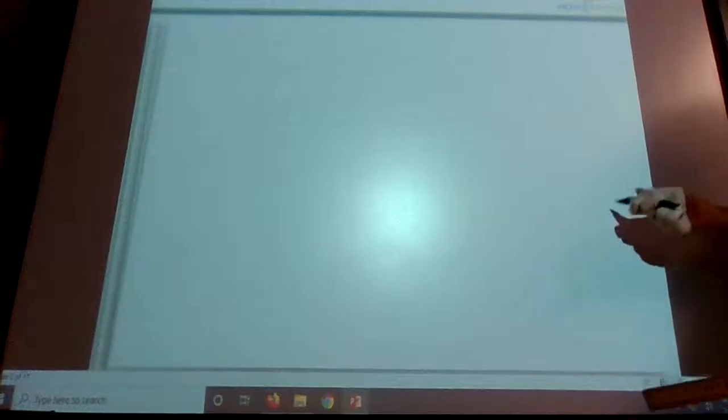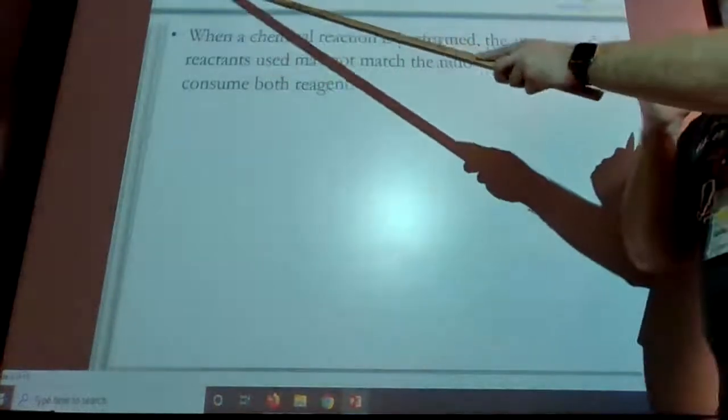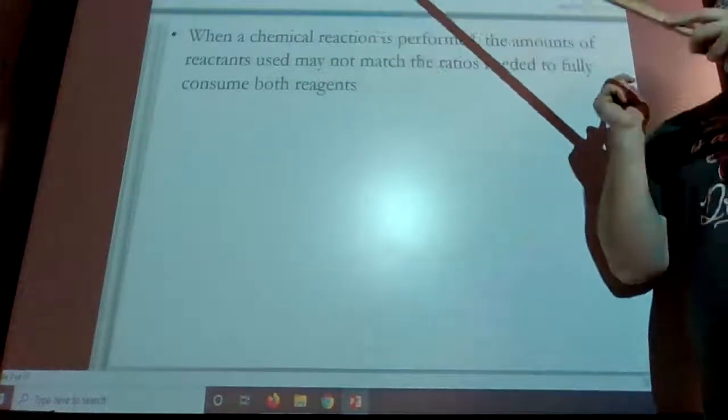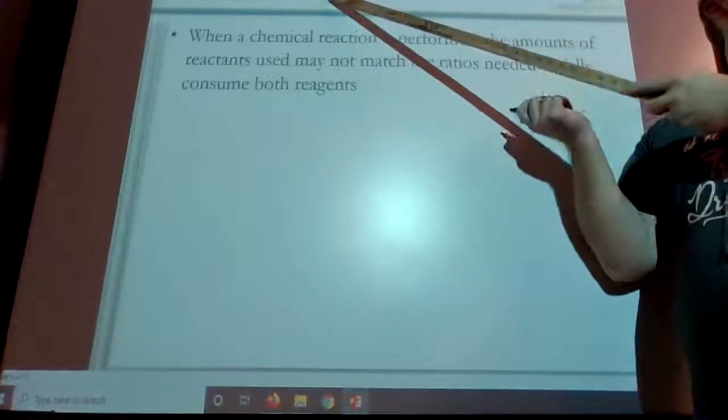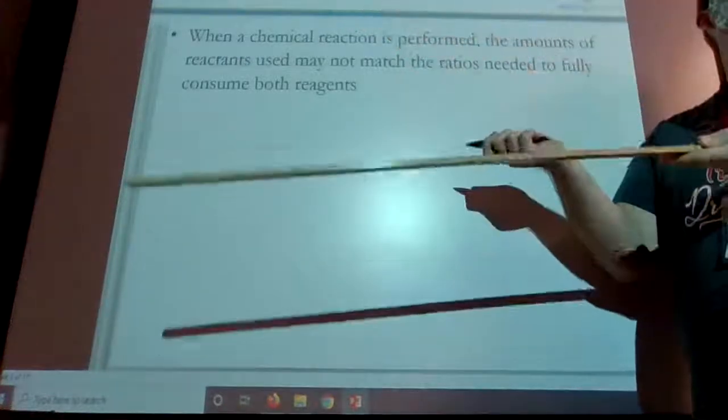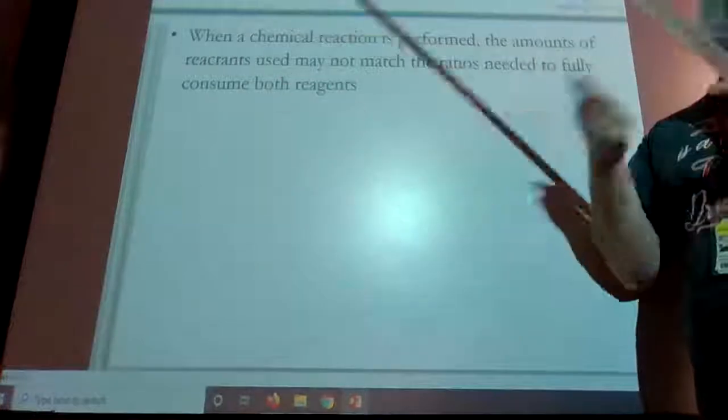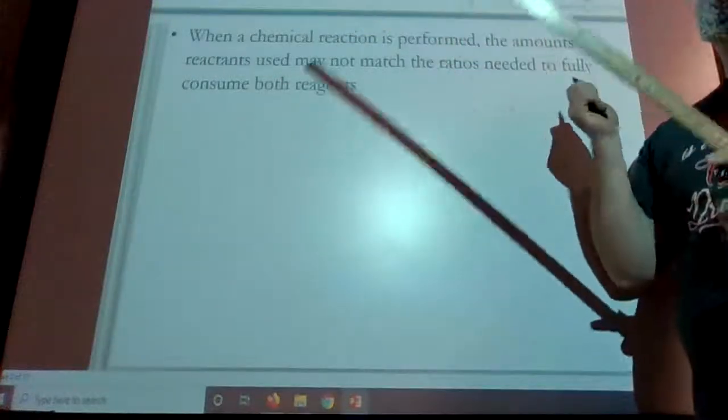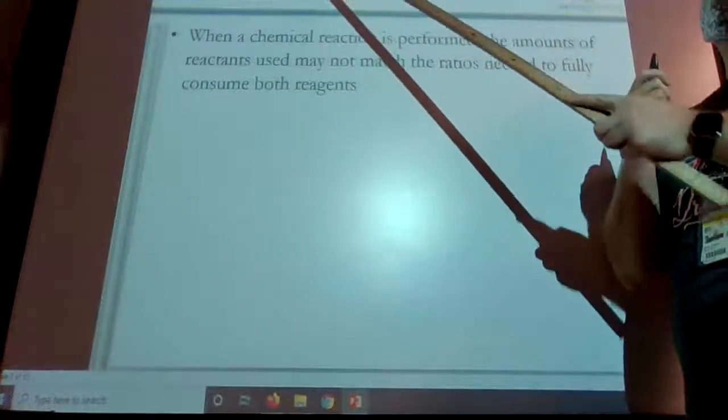What are we trying to do here? What's the point of this? We're going to start off with limiting reagents. So remember, the reagent is like your reactant. It's the thing that I put into my beaker to start the chemical reaction. Not the thing that comes out, that's a product. The reagents are the reactants.